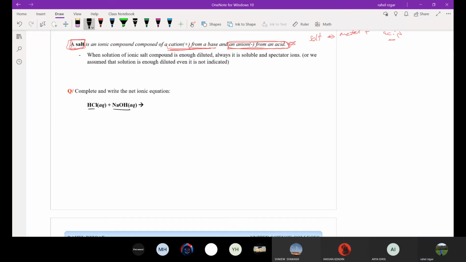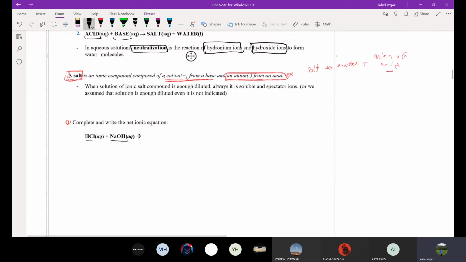For example, HCl with NaOH will produce what? It's an acid and base. HCl is acid.